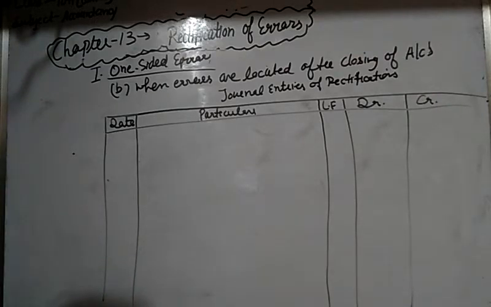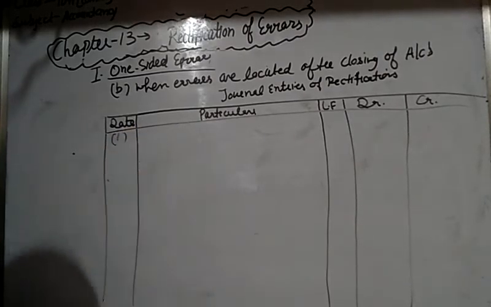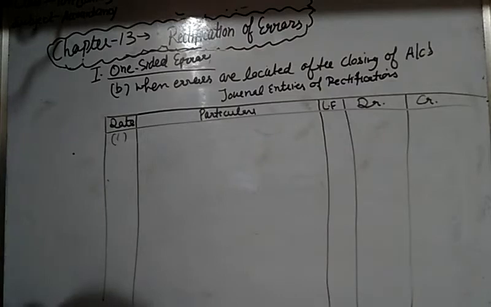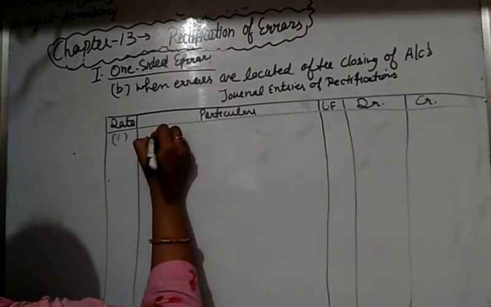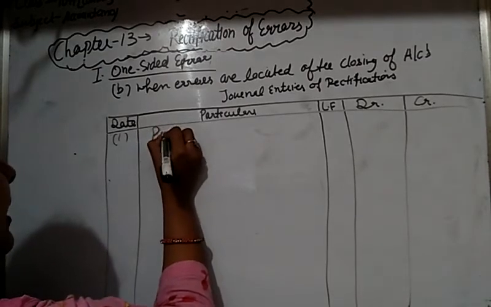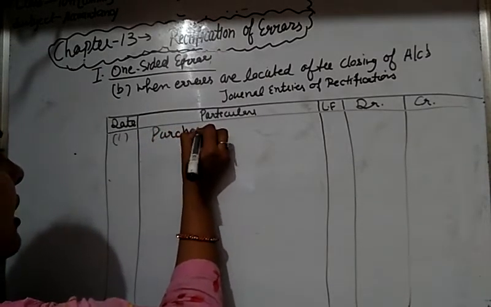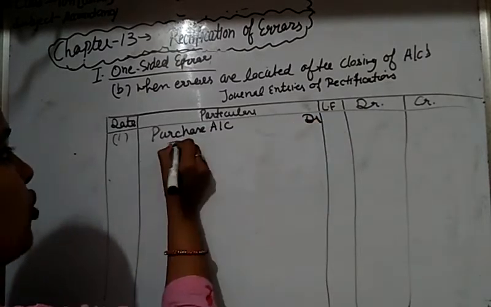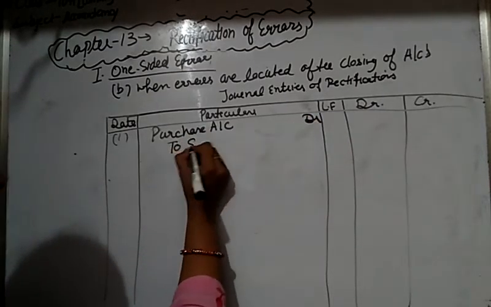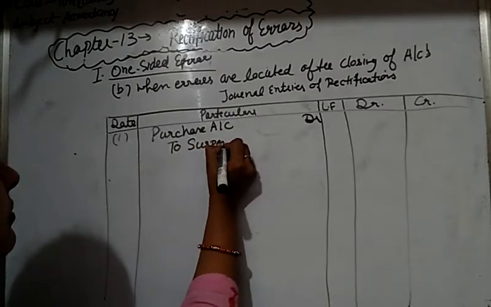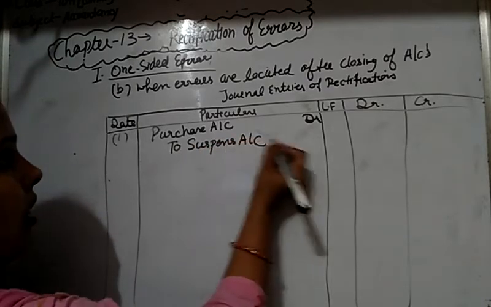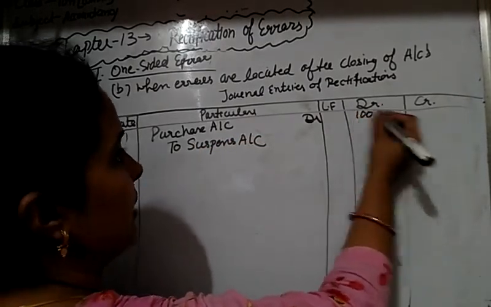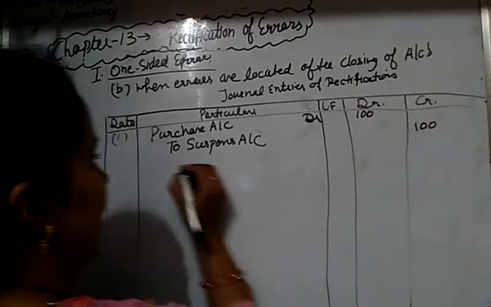First is purchase book was undercast by 100. So purchase book was undercast by 100, so we have to increase the balance of purchase book. So we debit it again. So we debit the purchase account. We write purchase account debit and the account which is credited against it is suspense account. Amount is 100 on debit side, 100 on credit side.